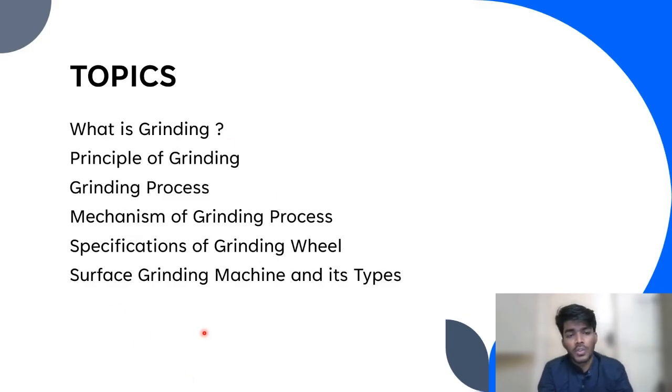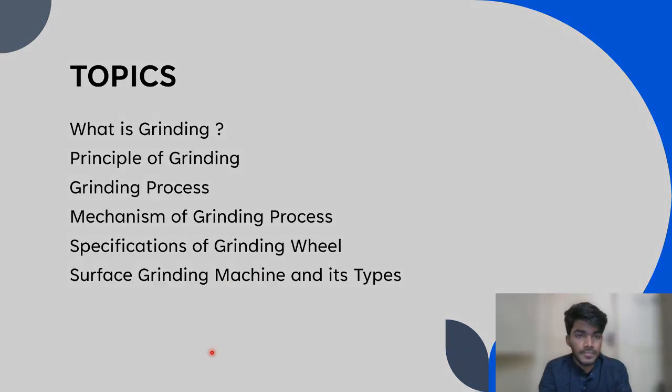These are the topics we are going to see in this video. First, we'll be seeing what is grinding. Then, we'll see what is the principle of grinding. Then, we'll see what is the grinding process. Then we're going to see about the mechanism of grinding process. Then we'll go to the specification of grinding wheel, where I'll be saying the different specifications of the grinding wheel, which is the cutting tool of the grinding machine. Then we'll be seeing about the surface grinding machines and its types.